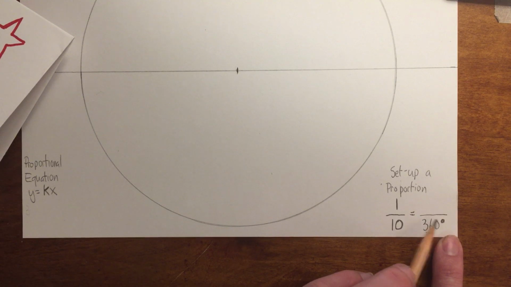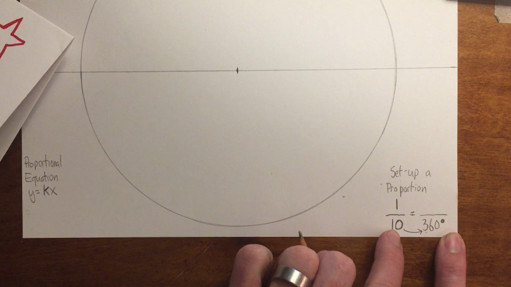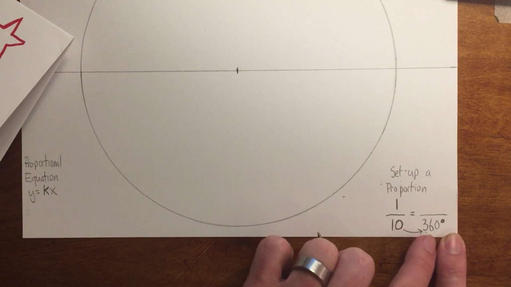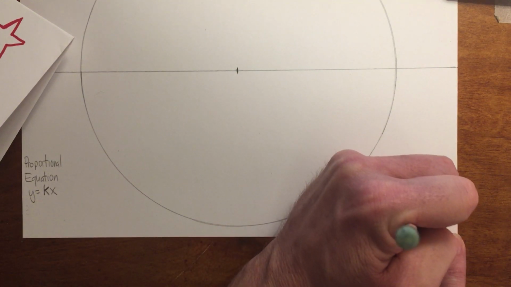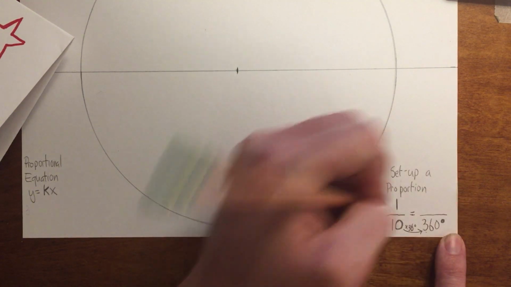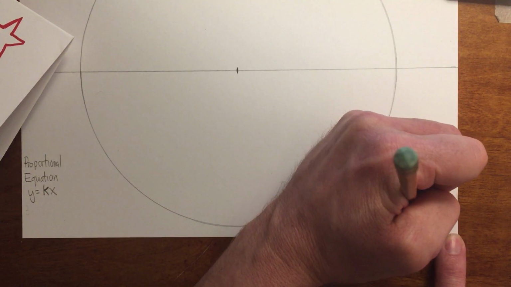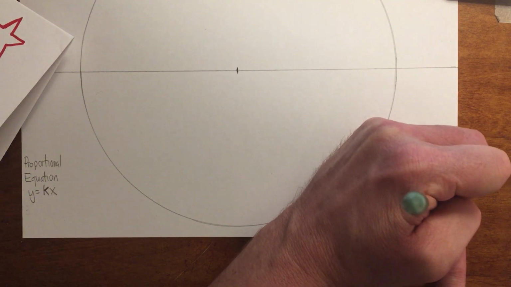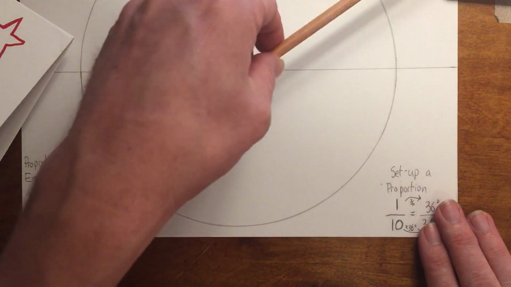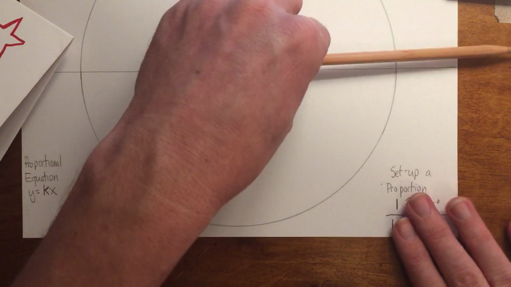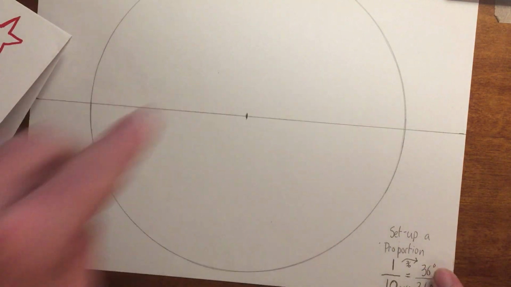What number can multiply to be this number? So what number times 10 is 360? Or I can find that by dividing 360 by 10, and I would get 36 as the answer. So if I multiply the top and the bottom of this ratio, or this fraction, by 36, I would get 36 degrees. So what I need to have 1/10 of a circle is I need to have 36 degrees over and over and over again going around the circle.